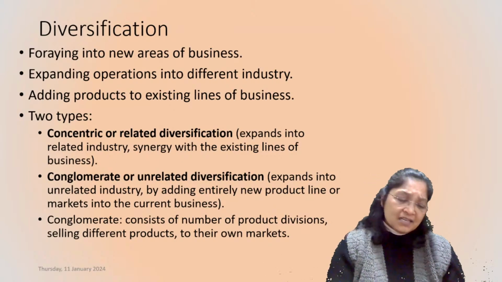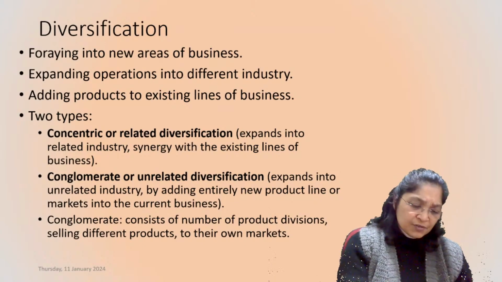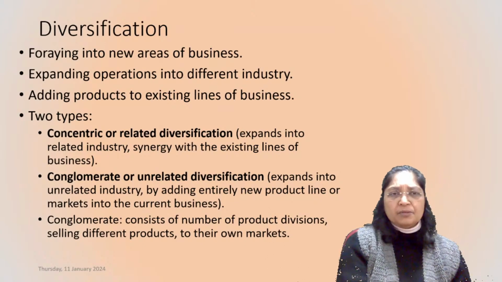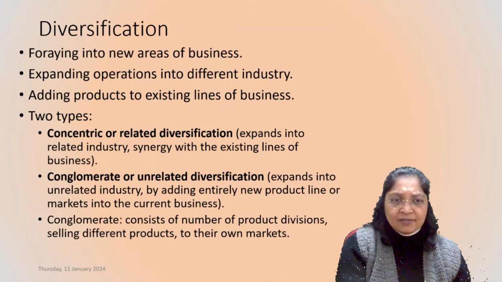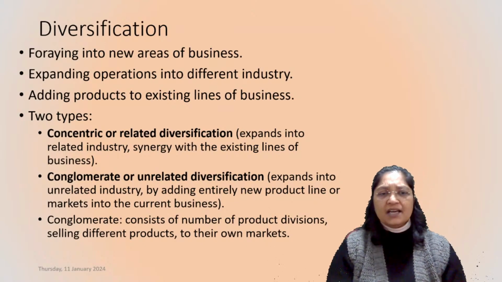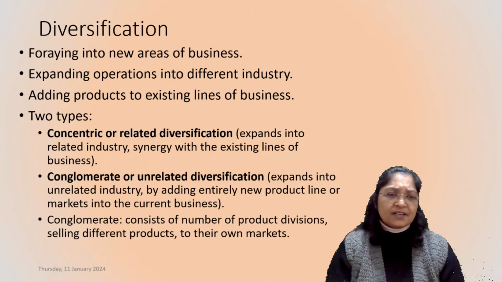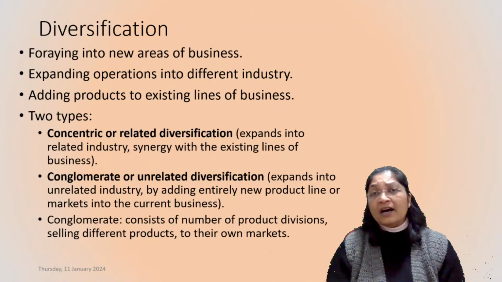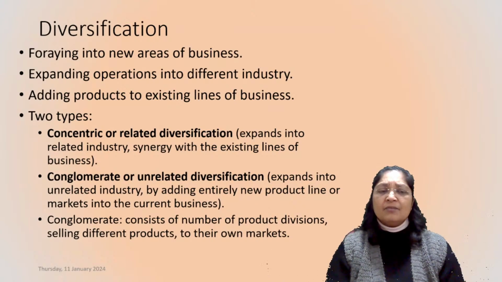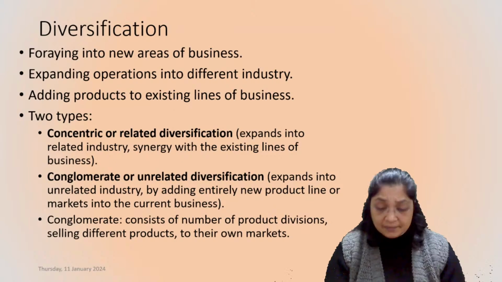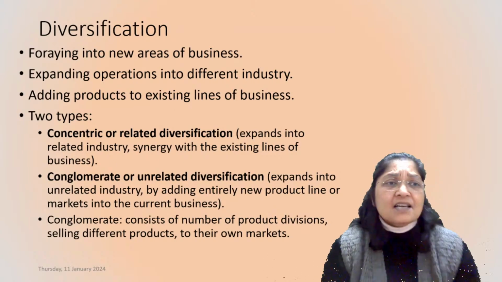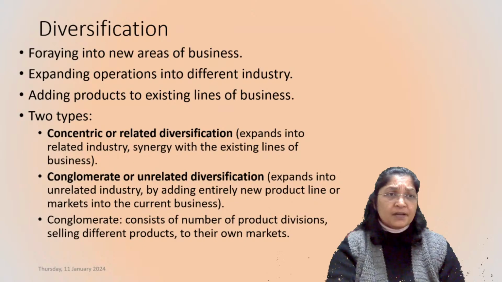For example, there is a food processing unit which manufactures, let's say, ketchup, pickle, etc. And in order to create synergy, it moves into manufacturing salad dressings and sandwich spreads. So that is concentric or related diversification. And then there is conglomerate or unrelated diversification, wherein the company forays into a business or industry producing an entirely new product.